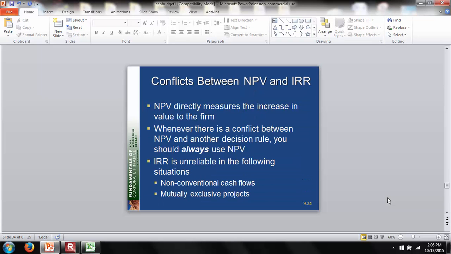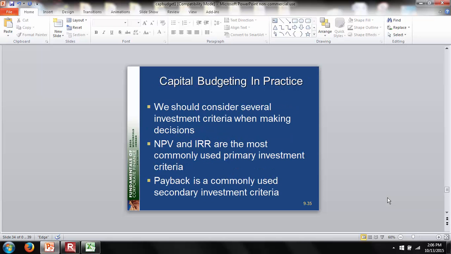So NPV directly measures the increase in value, and whenever there is a conflict between NPV and another decision rule, you should always use the NPV. So IRR is unreliable in the following situations: non-conventional cash flows and in mutually exclusive cash flows.